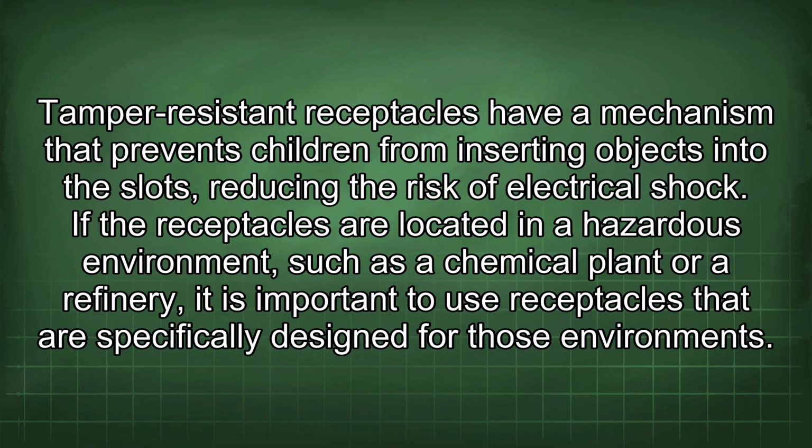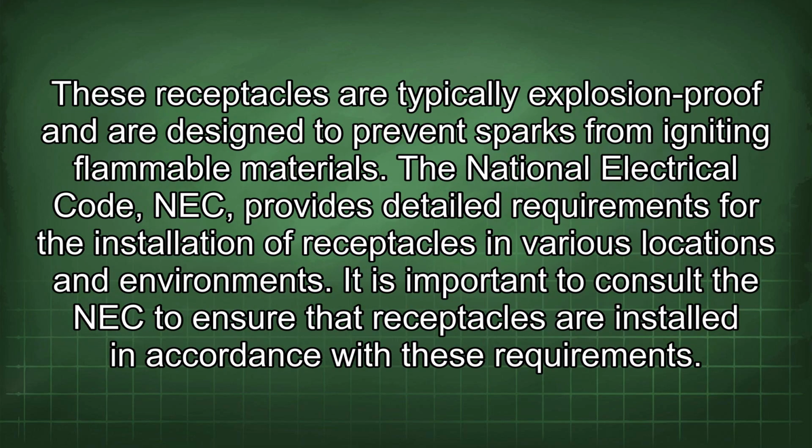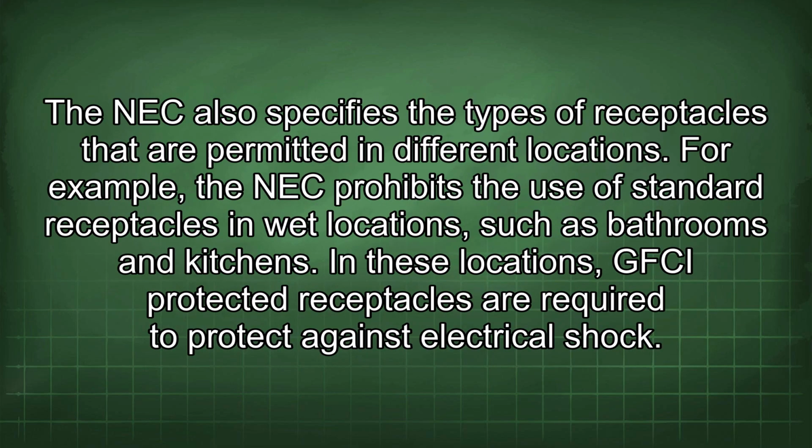If the receptacles are located in a hazardous environment, such as a chemical plant or a refinery, it is important to use receptacles that are specifically designed for those environments. These receptacles are typically explosion-proof and are designed to prevent sparks from igniting flammable materials. The National Electrical Code, NEC, provides detailed requirements for the installation of receptacles in various locations and environments. It is important to consult the NEC to ensure that receptacles are installed in accordance with these requirements. The NEC also specifies the types of receptacles that are permitted in different locations.